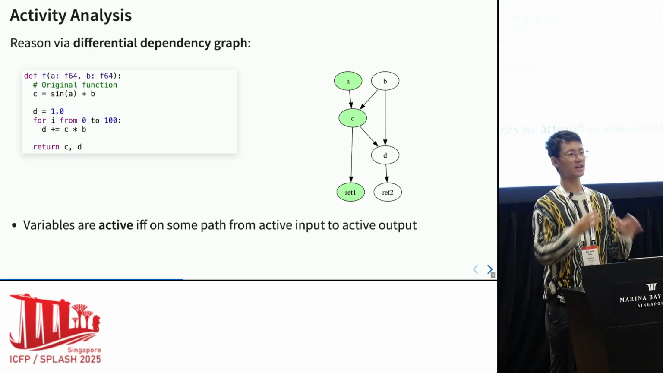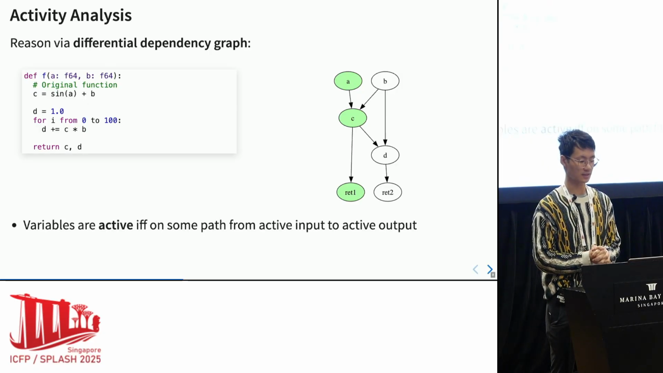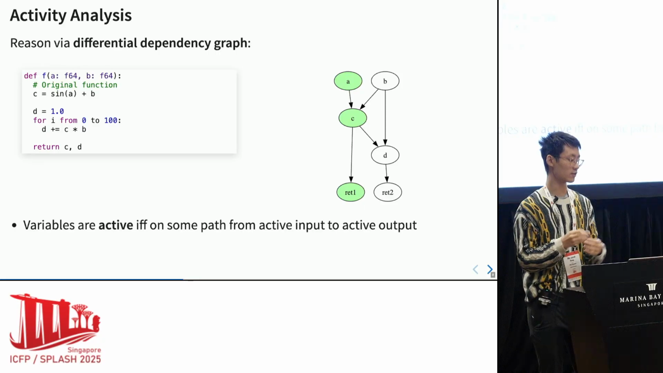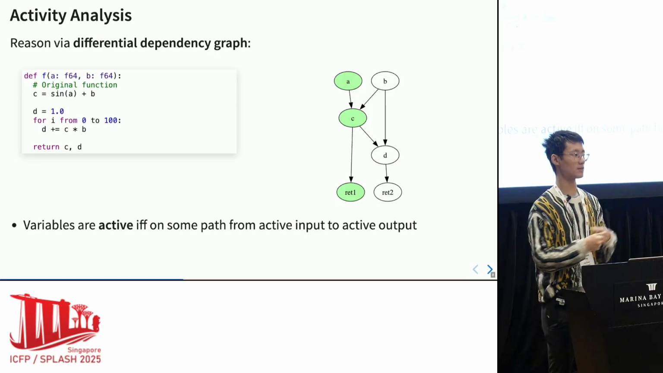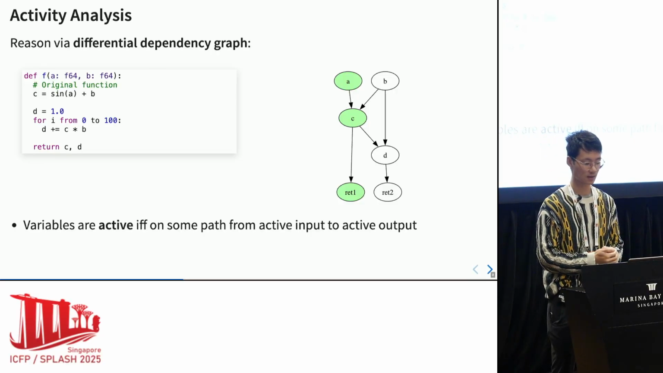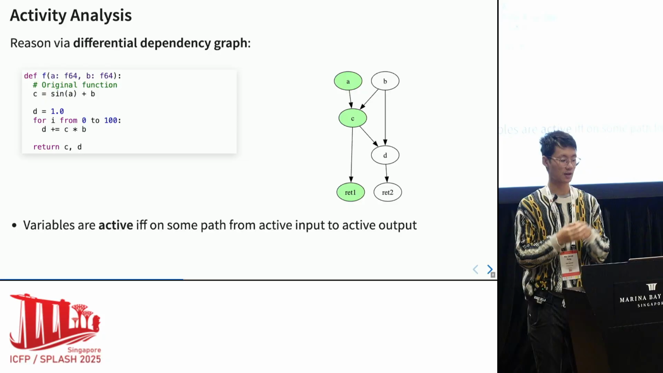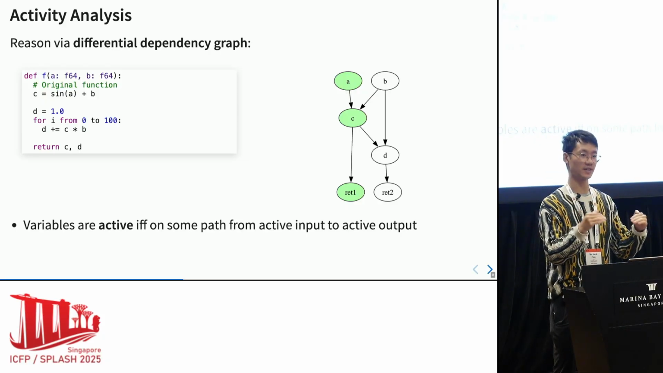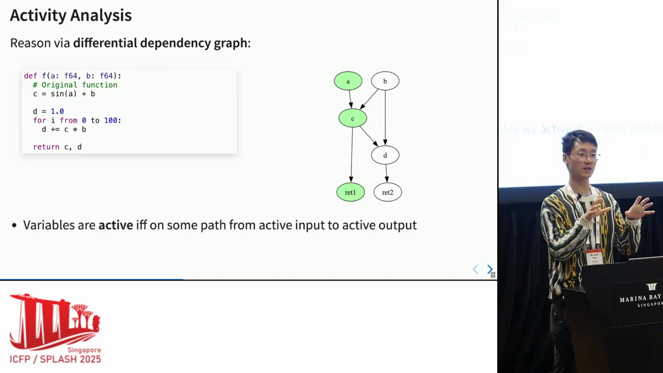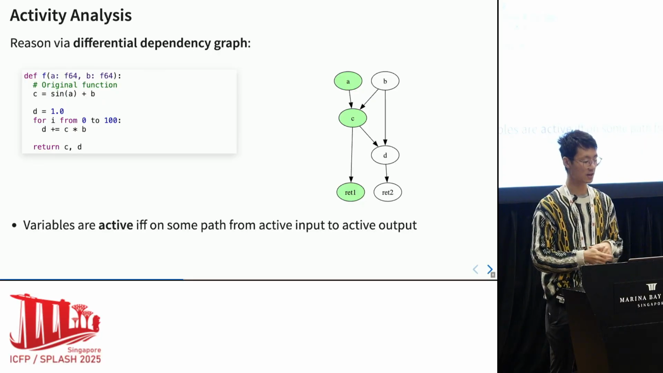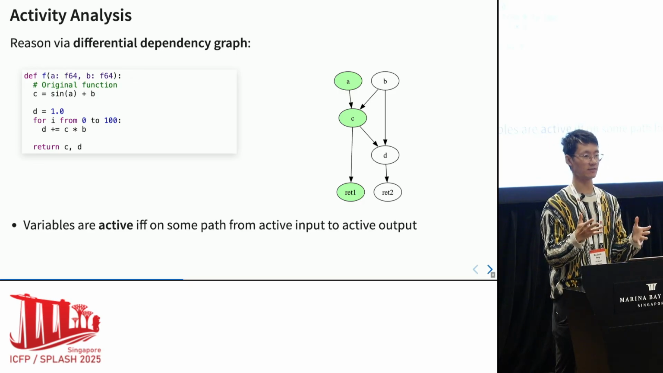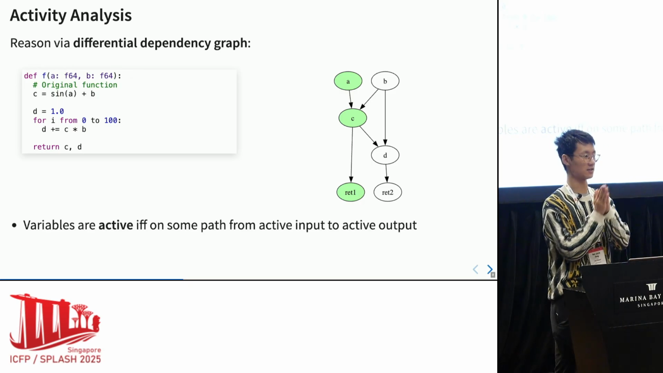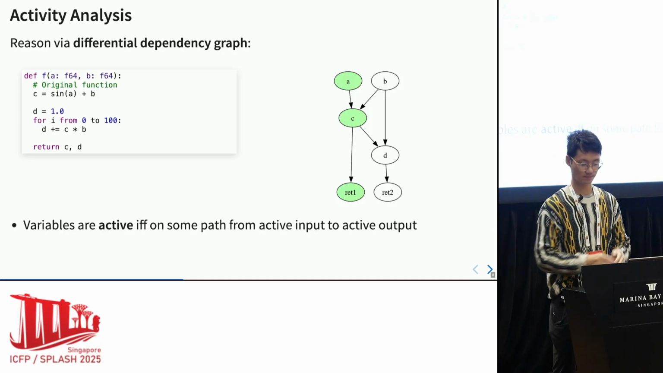The high-level intuition for activity analysis is that it reasons about differential data dependencies as they flow through the various variables and memory allocations in your program. The user will annotate the function being differentiated by saying some of these inputs are active and some of the outputs are active. Then any variable or memory allocation is active if and only if it lies on some path from an active input to an active output.